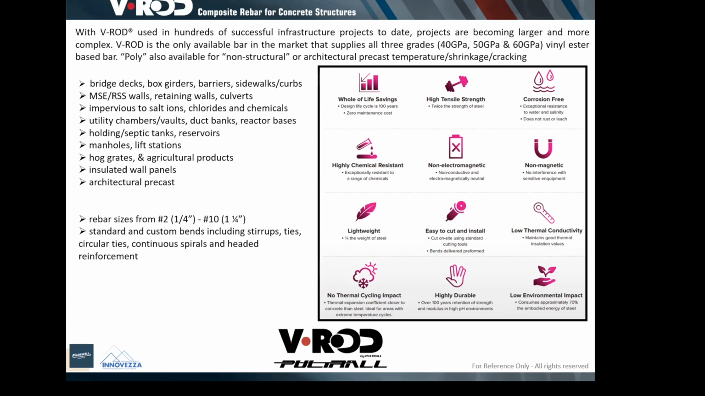GFRP has low thermal conductivity, which makes it very attractive in insulated walls and balconies where the element needs some insulation. And also GFRP has low environmental impact. So again, this will give us a sense of where to use it.